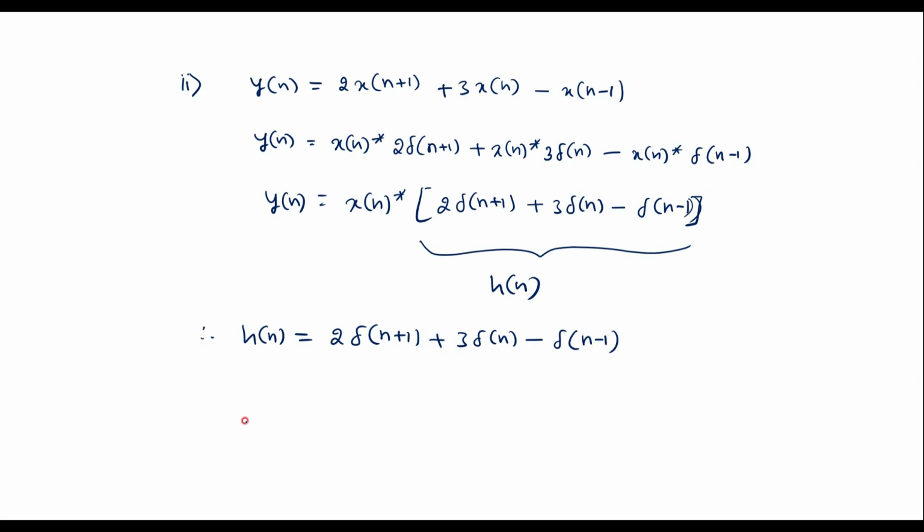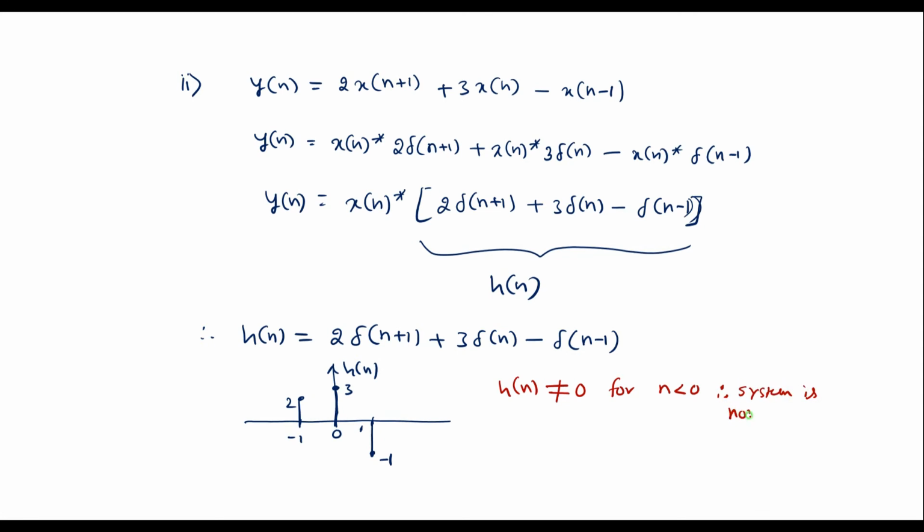Let me draw the signal so that we can understand better. So say this is h of n. At n equal to 0, the magnitude is 3. At n equal to 1, the magnitude is minus 1. Now at n equal to minus 1, the magnitude is 2. So here we can see that h of n is not equal to 0 for n less than 0. Therefore, system is non-causal.